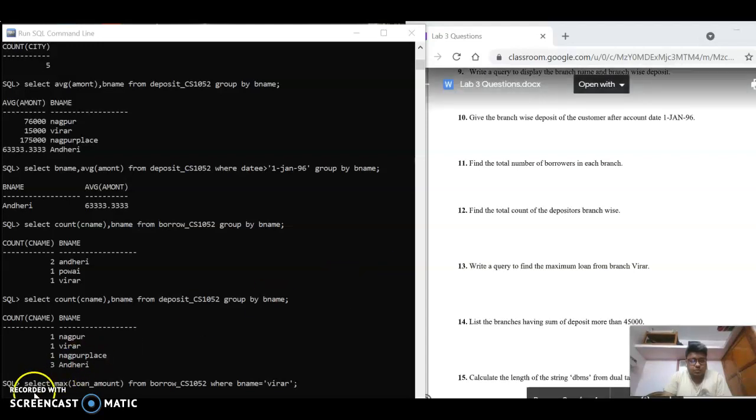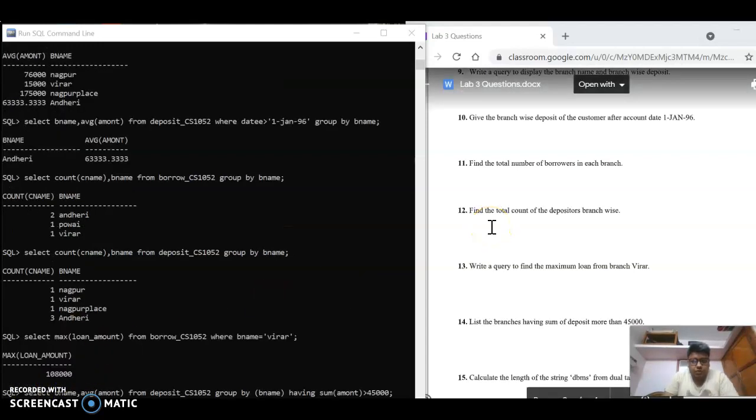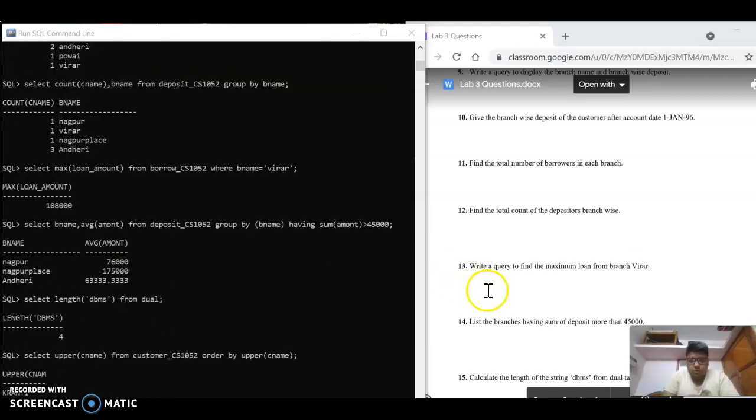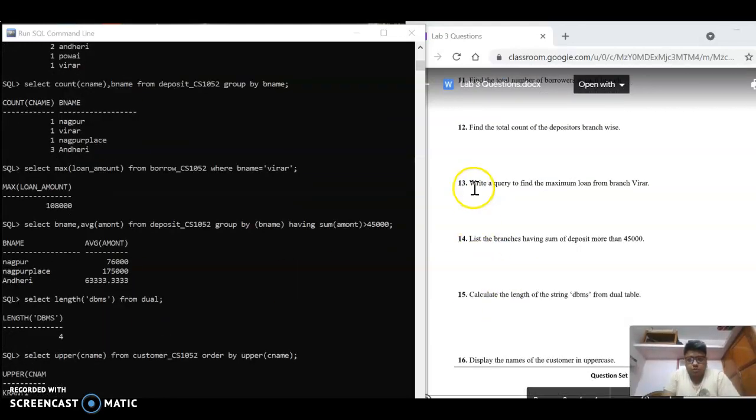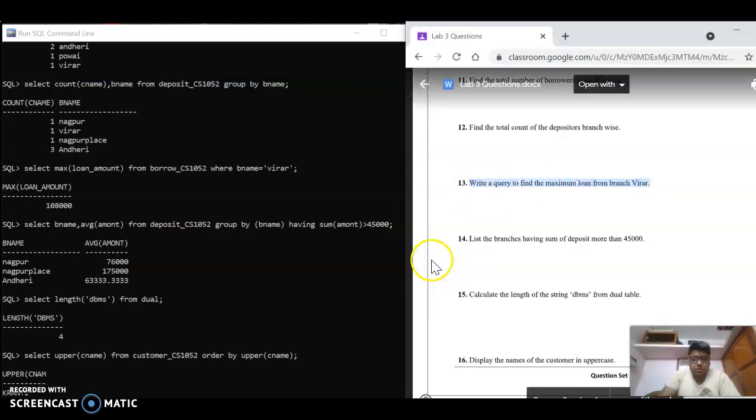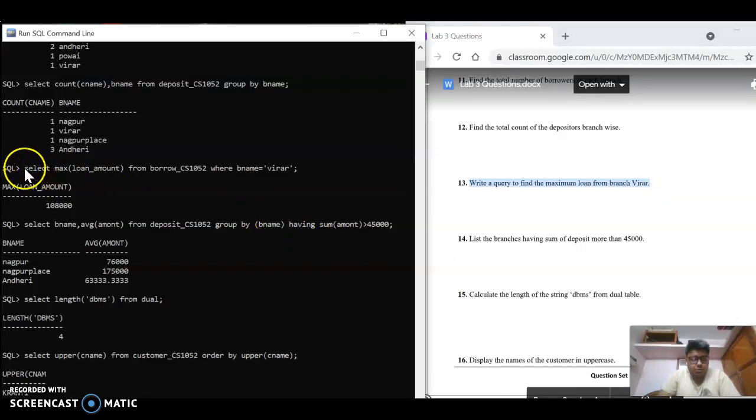And the 12th question, find the count of deposits branch wise. So select B name and count of B name from the deposit table, group by B name. So this is that output. And moving on to the 13th question, write a query to find the maximum loan from branch Virar. So this is that one: select the maximum loan amount from the borrow table where the B name is Virar. So this is that one.